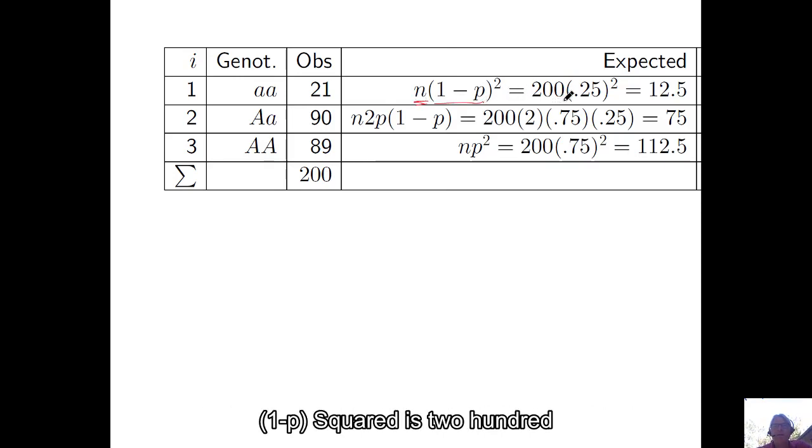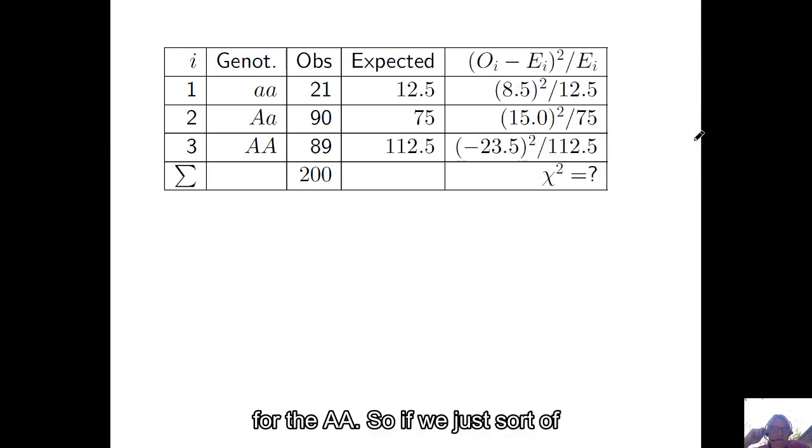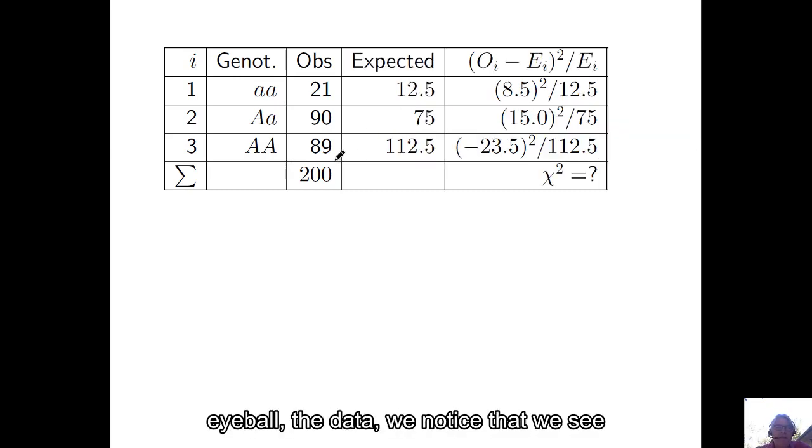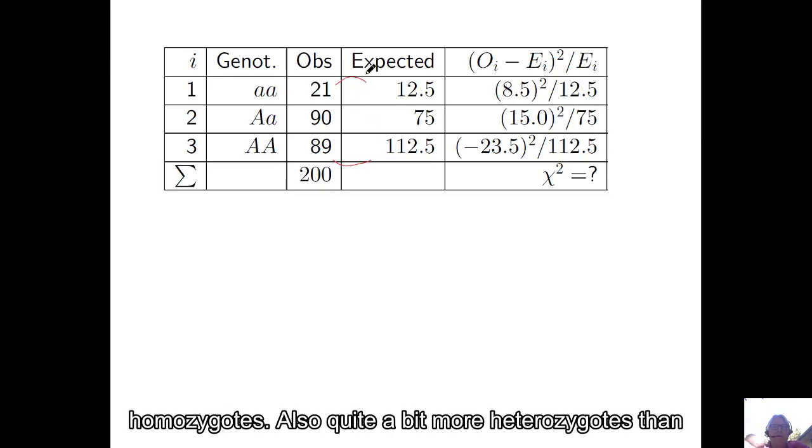In the population size, 1 minus p squared is 200 times 0.25 squared for the little a homozygotes. So that's 21.5. And similarly, 75 for the heterozygotes and 112.5 for the big A. So if we just sort of eyeball the data, we notice that we see too few big A homozygotes, way more little a homozygotes, and also quite a bit more heterozygotes than we would have expected.